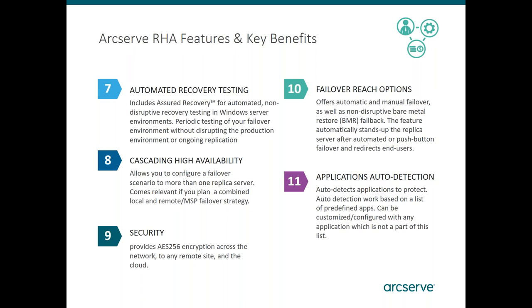High availability cascading, what does it mean? It means that you can replicate master to more than one replica. You can chain replicas. You can define one replica to be somewhere near the production site, another replica in an MSP data center, for instance, and a third replica sitting in AWS. And you can fall back to any of those replicas later on.